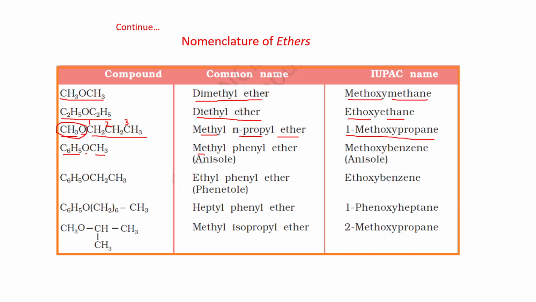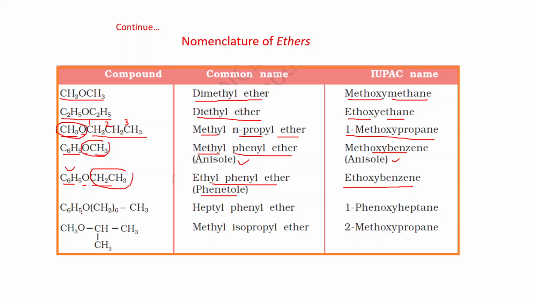Now in this case, C6H5OCH3. This is methyl phenyl ether and in common name, this is anisole. In IUPAC name, this is written as a prefix. That's why this is methoxybenzene. In IUPAC name, this is also known as anisole. Now this is C6H5OCH2CH3. This is ethyl and this is phenyl. That's why in common name this is ethyl phenyl ether and this is phenetol in common name. In IUPAC name this is ethoxybenzene.